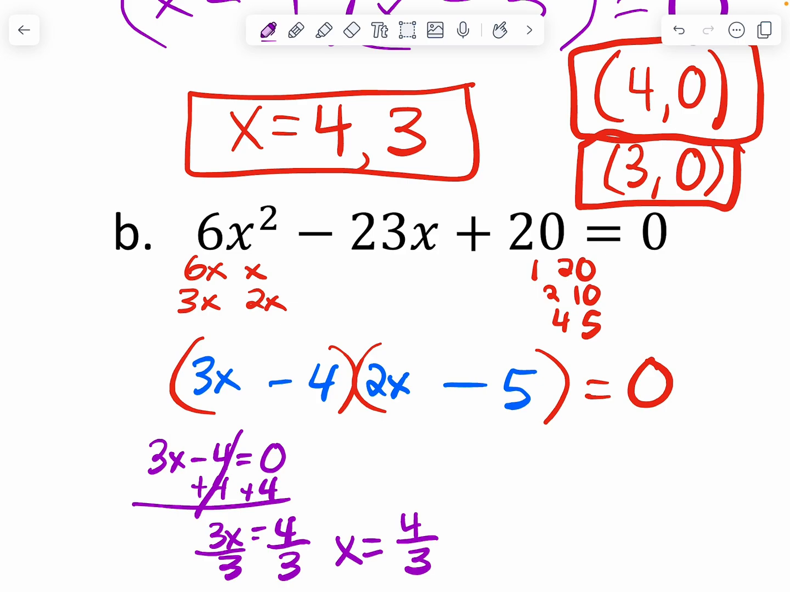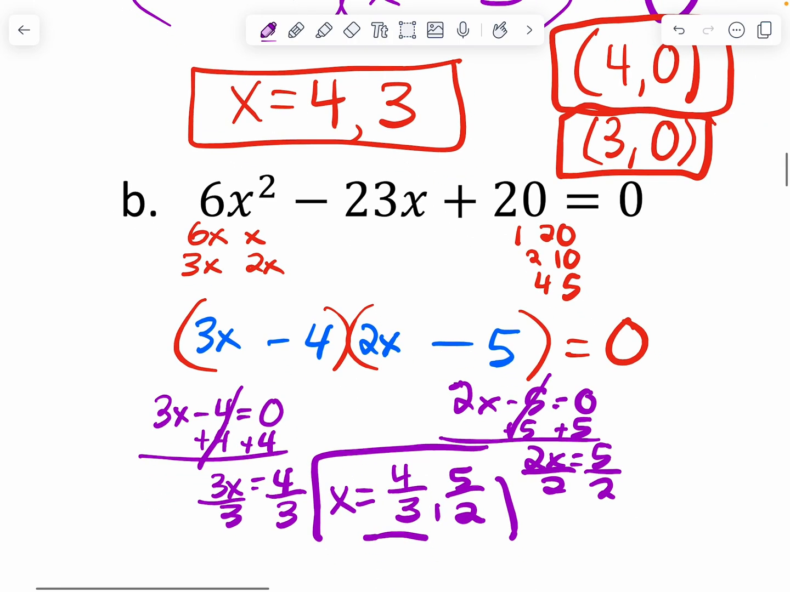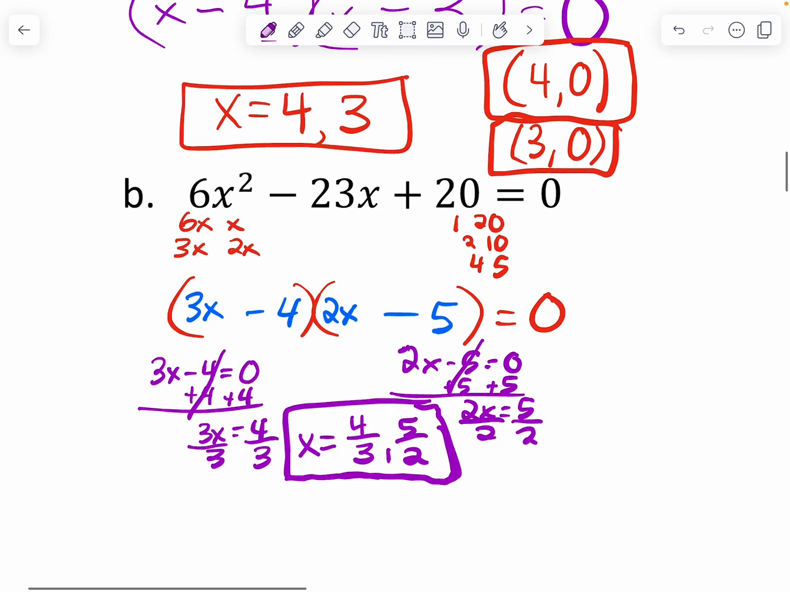And then in this one, I could either think, well, how do I get rid of -5? I add 5, divide by 2, or I actually write it down and solve it. So there's my two answers. My two x values are 4 over 3 and 5 over 2.